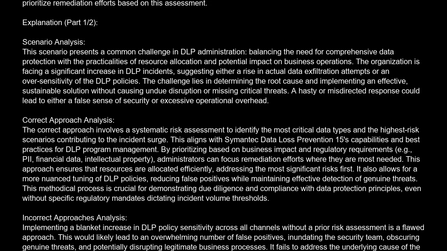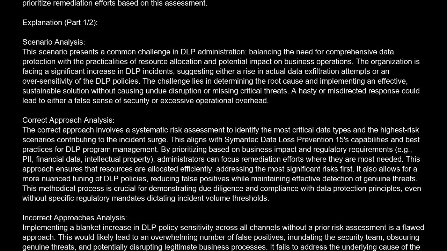Conduct a comprehensive risk assessment to identify the most critical data types and high-risk incident scenarios, then prioritize remediation efforts based on this assessment. Explanation. Scenario analysis. This scenario presents a common challenge in DLP administration, balancing the need for comprehensive data protection with the practicalities of resource allocation and potential impact on business operations.